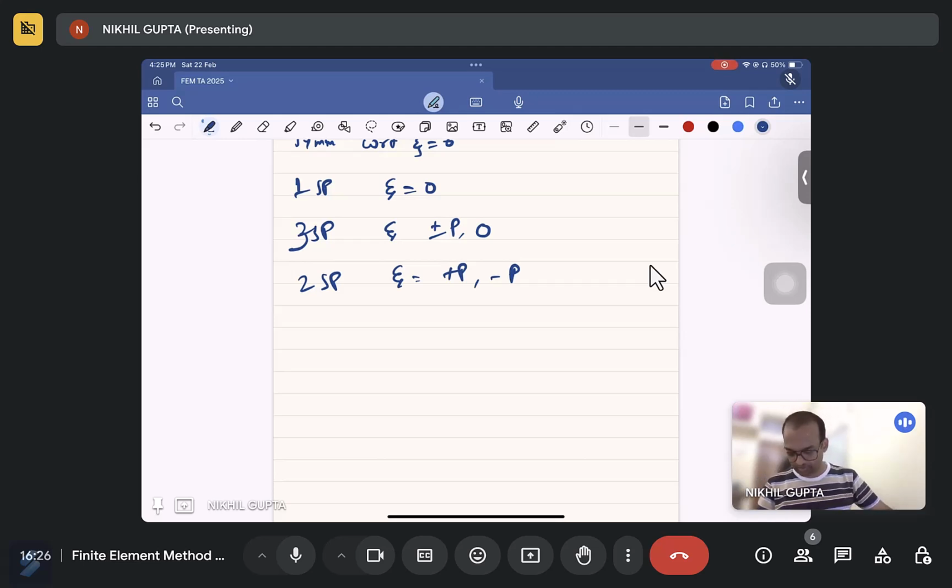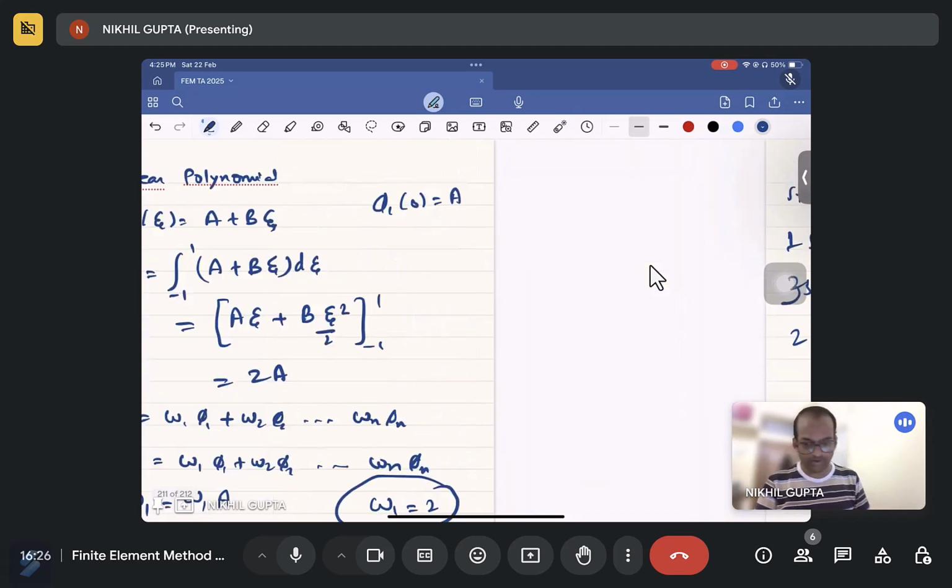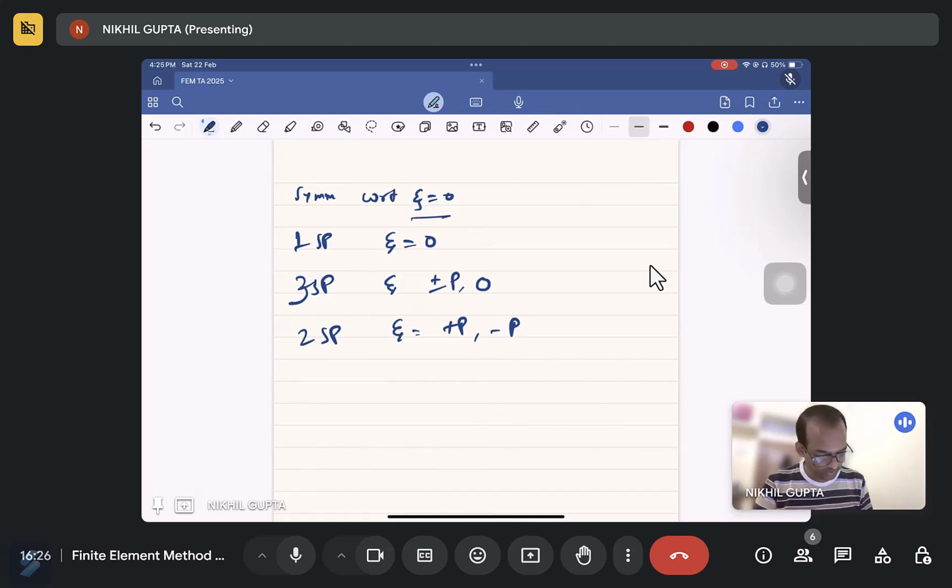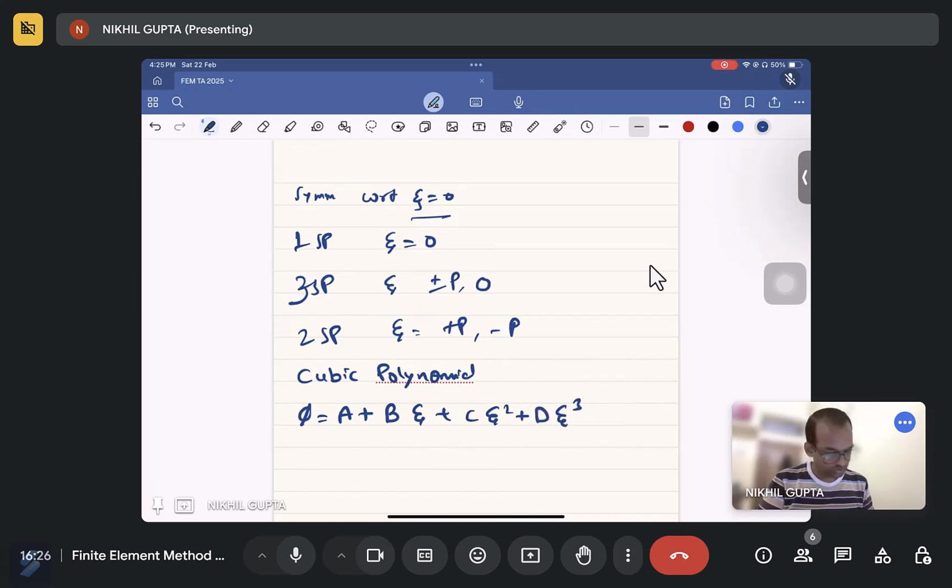Let's calculate it for a cubic polynomial, because we have done it for one sampling point, where we know that xi is equal to 0. So let's say phi is a plus b xi plus c xi square plus d xi cube. The exact integration, the integral from -1 to 1 of phi d xi, you will get 2a plus 2 by 3 c. Directly you can integrate and get this.